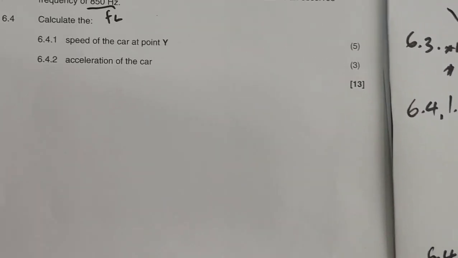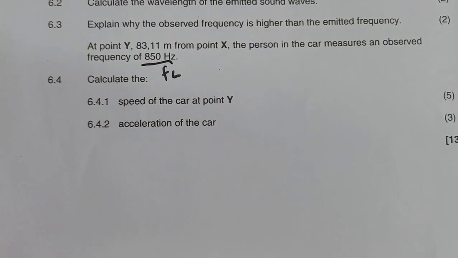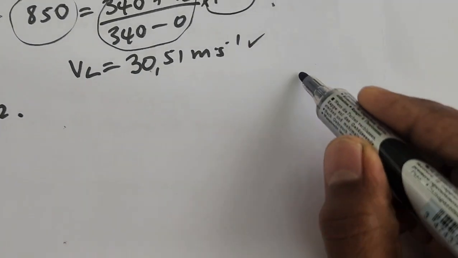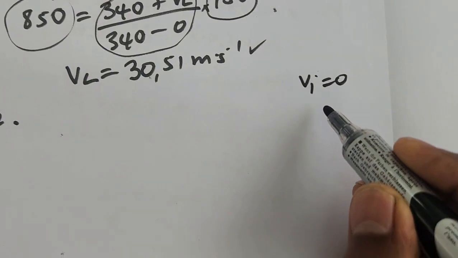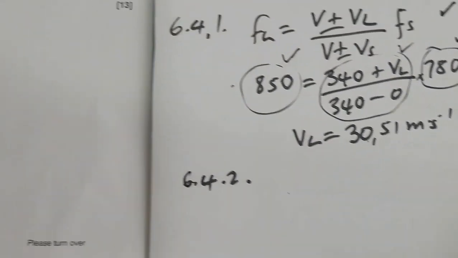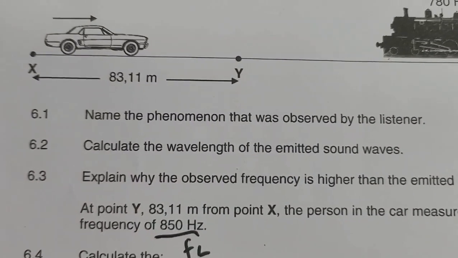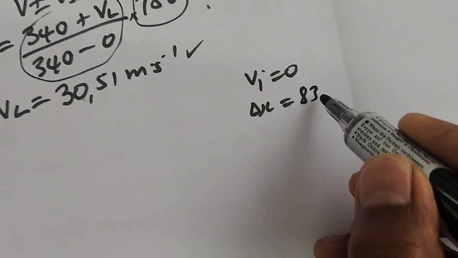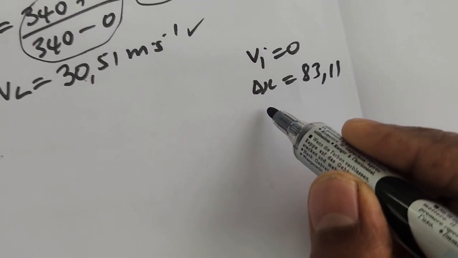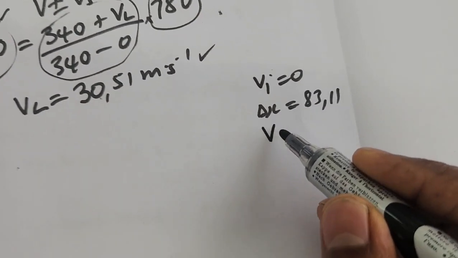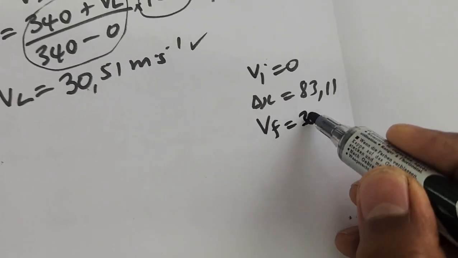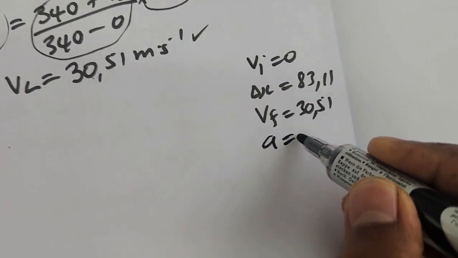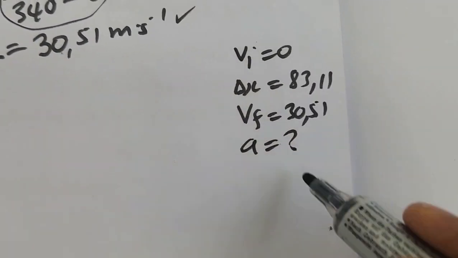6.4.2, they say to us now, calculate the acceleration. If you look at this, what is given, if you still remember from the statement, the motion starts from rest. Delta x is given from the statement. You can see delta x from X to Y is 83.11. And then what else do we know? We know the final velocity we just calculated, 30.51. Then we need acceleration. So you go for the formula without delta t.